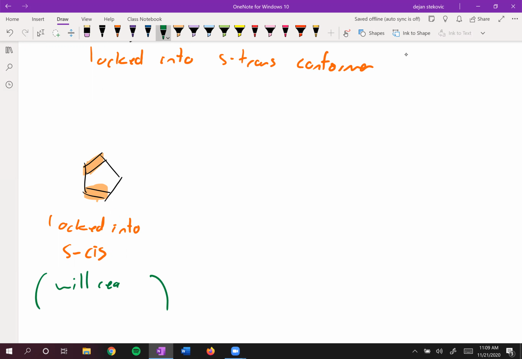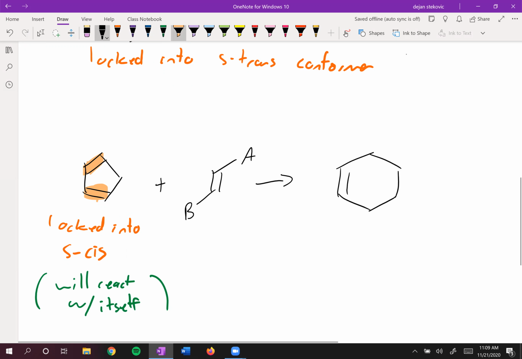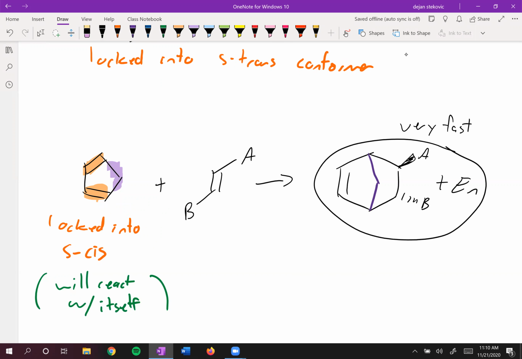And then, of course, we can add some kind of dienophile to have it react. And so think about what it's going to form here. It's going to form our cyclohexene. But then it's also going to have this bridge right here, which is going to look something like this. If you want to draw it like this, in this case, A and B are trans with one another. So one of them will be a wedge, one of them will be a dash, and this will be a very fast reaction.